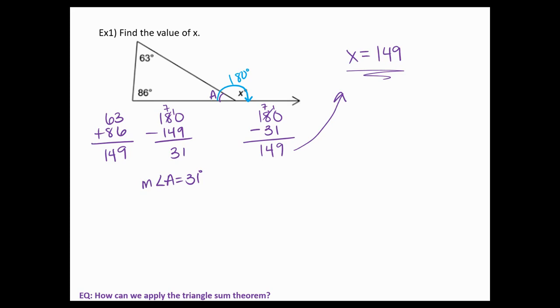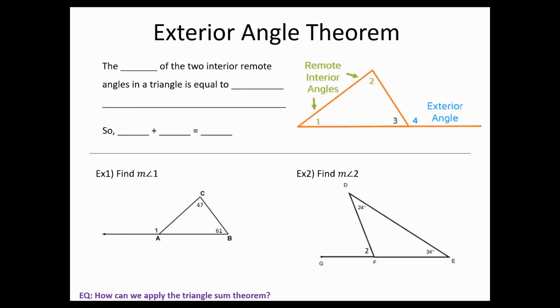Where else do we see the number 149? We see it over here. There it is, 149. It was the result of adding the 2 angles that were far away from the straight angle, far away from the one on the outside of the triangle. So we had these 2, and when we added them up, it ended up equaling the angle that we wanted to find. So we're going to use that to talk about the exterior angle theorem.